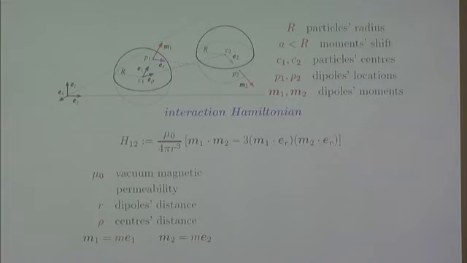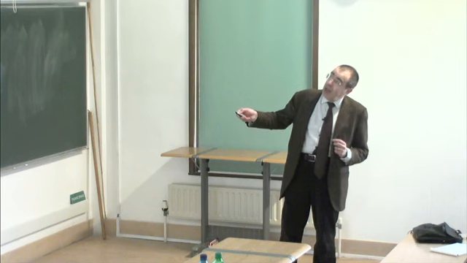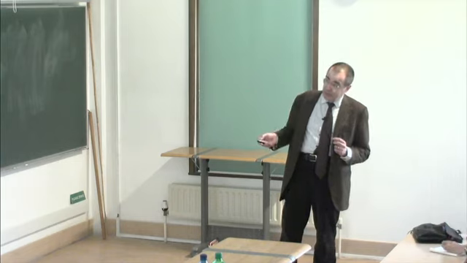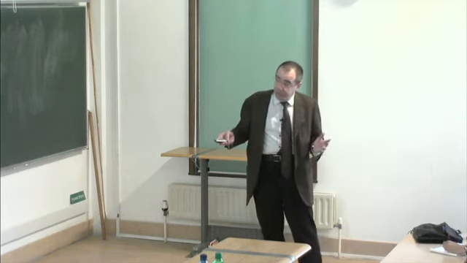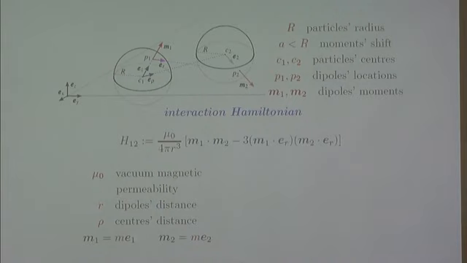And little r, as you see, is the dipole distance. So in this case, it is the distance between the points P2 and P1, which of course is different from the distance between C1 and C2. And this, of course, will bring some complication into the picture. Rho, instead of r, is the distance between the two centers. Of course, r and rho are related, as will be shown in a moment.